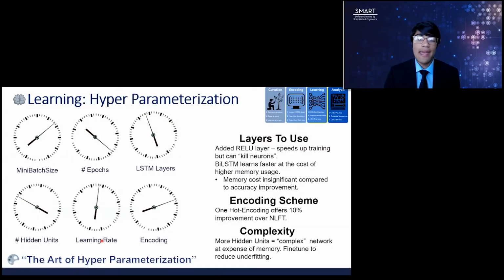I've been learning about AI for the last 5 years, and I've learned that the process of tuning hyperparameters is a combination of engineering and art. This is the real art, the art of hyperparameterization. I had many variables that I experimented with, things like mini batch size, LSTM layers, hidden units, learning rate, and more. I made many engineering trade-offs like trading complexity for memory to overcome roadblocks that I encountered along the way.